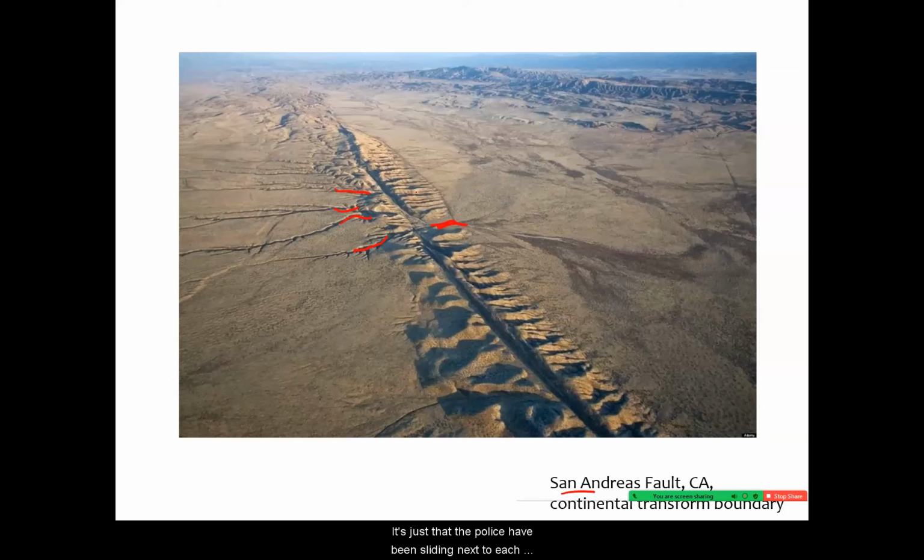It's just that the plates have been sliding next to each other for so long that these have separated over time. This was the oldest, and this is the current connection between this stream and this stream here.